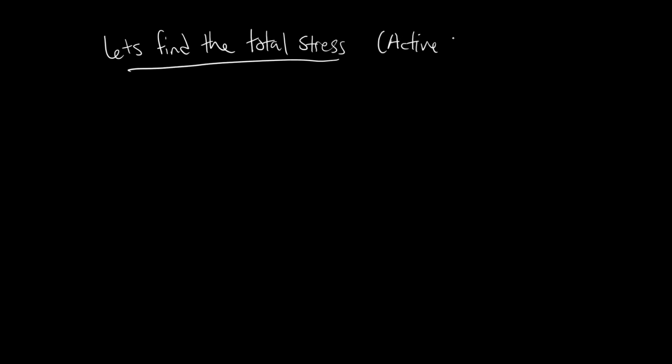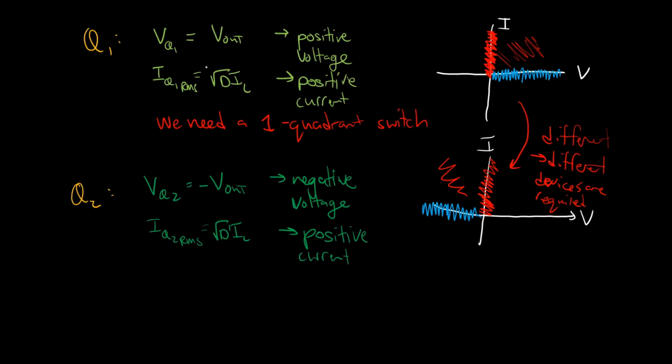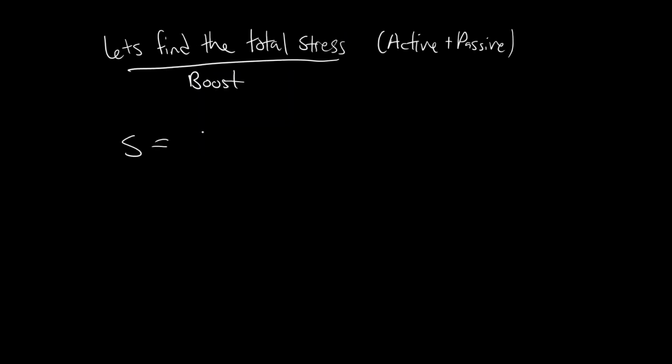Let's find, so this is like active plus passive. Right? This is just an exercise to show you what it would look like. So let's find the total stress of the boost. So S is equal to, well, all we're going to do is take the product, right? The blocking voltage of Q1 is V out, and the RMS current of Q1 is root D times IL. So for Q1, we have V out root D times IL.